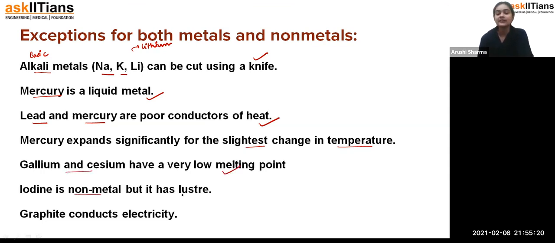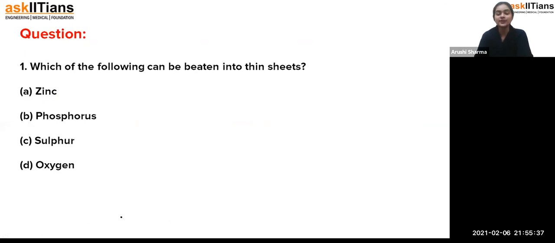Iodine is a non-metal, but it has luster. Diamond also has luster. Graphite conducts electricity, as I have told you already. So these are all the exceptions, students, lying in the metals and non-metals, which we have already discussed. Now we are going to see some questions.